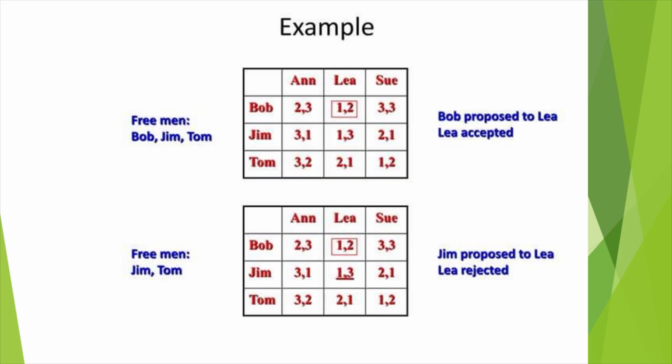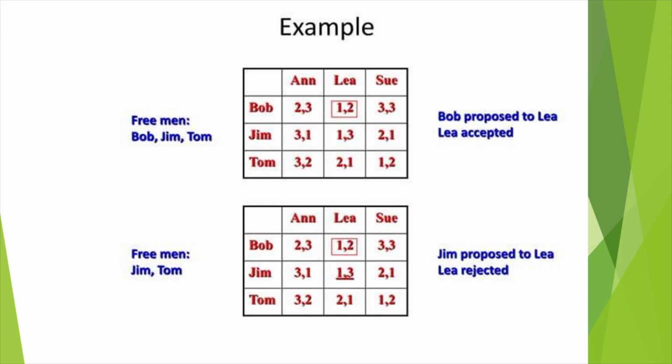Now let's see how the algorithm works for the following example. Each man proposes to a woman in order of his preferences, and each woman can accept or reject the proposal based on her own preference list. Here, the accepted proposal is shown in a boxed cell. The rejected is shown in an underlined cell. Each row shows the rankings of women for each man.